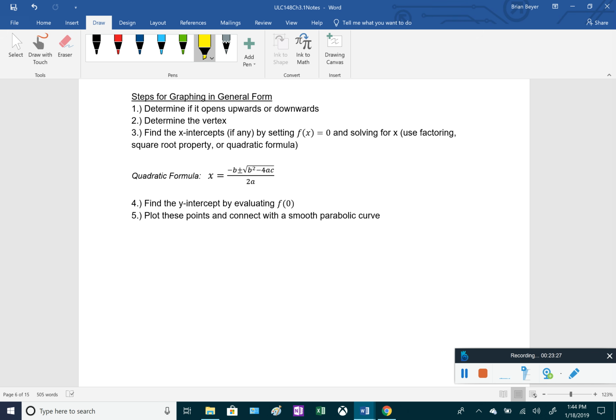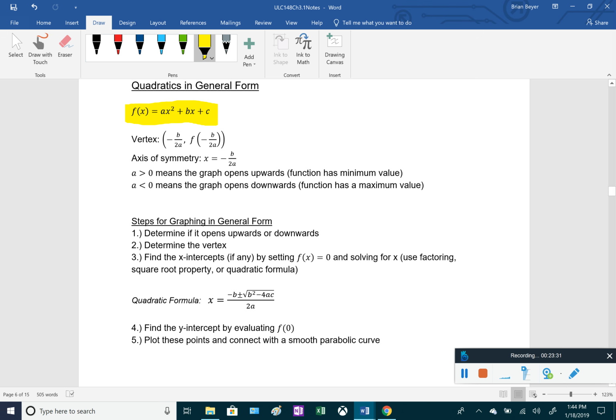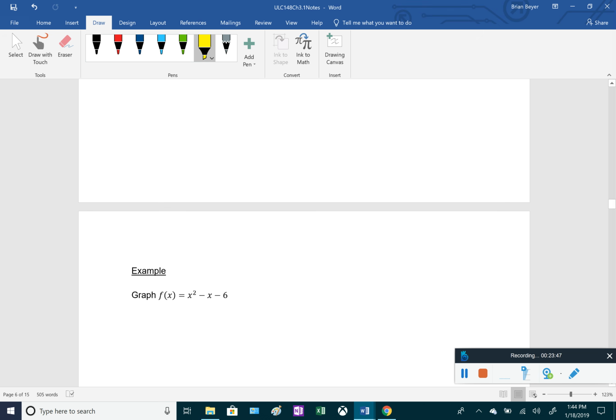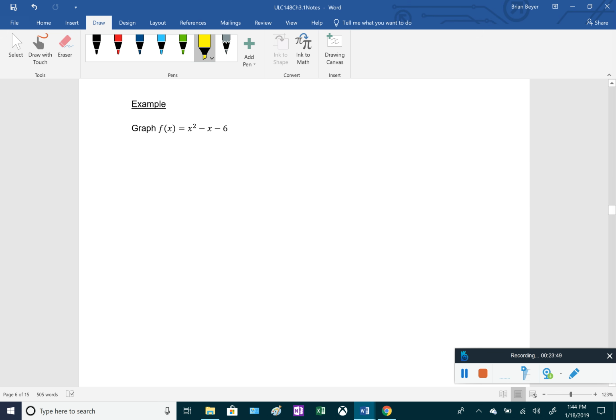This is going to be very simple because, as we'll see, let me scroll back up now. When it's in general form, when you plug in a 0, the only term that's going to be left is the constant term at the end, so that's always going to be your y-intercept. We're going to plot all those points lastly and just connect them with a smooth curve again. So let's do a couple examples of these.